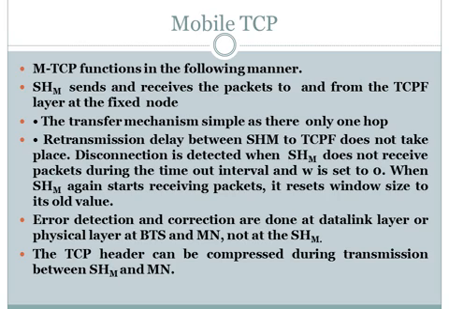So whatever data is coming from the fixed node, it is forwarding to the mobile node. And again, whatever data is coming back from the mobile node, it is forwarding to the fixed node. And you can see again here also the communication between mobile node and SHM and SHM and TCP/F is single hop, but between TCP/F and TCP/F dash it is multi hop.